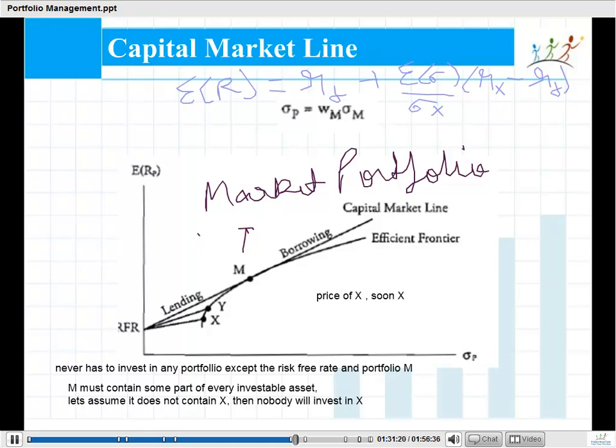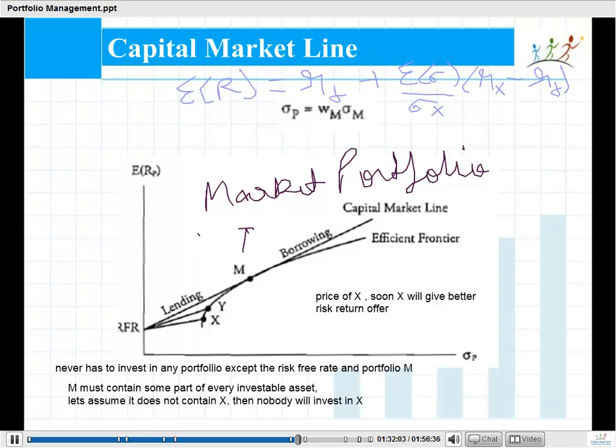Soon, X will start giving a better risk-return profile than the other assets because its price has fallen so much. Hence, this situation is inconsistent. So, portfolio M must contain some part of every investable asset. Otherwise, people will never invest in that asset because they only need to invest in portfolio M and some combination of the risk-free rate.